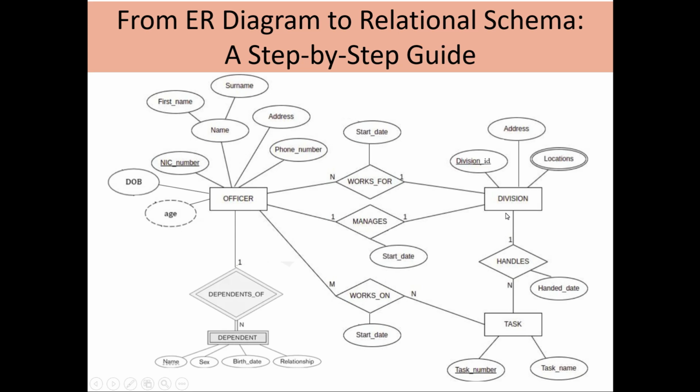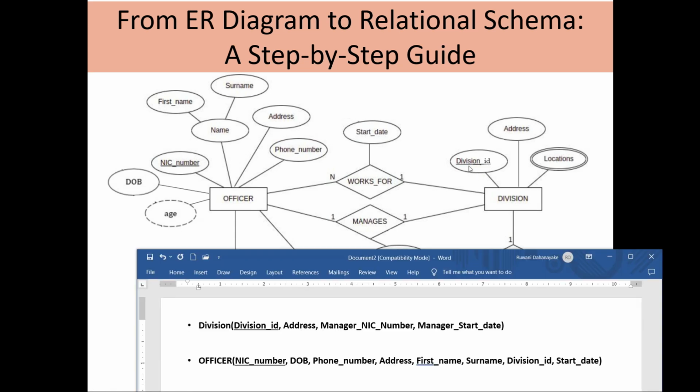Now let's go to the division entity. Here this is the key attribute, so I mentioned here the primary key, division ID. I have underlined it. Then this is the address attribute. Location is a multi-valued attribute, so we should not include this multi-valued attribute in this division relational schema. Instead, we should create a new relational schema to mention the locations. I have shown how to map a multi-valued attribute in my another video.